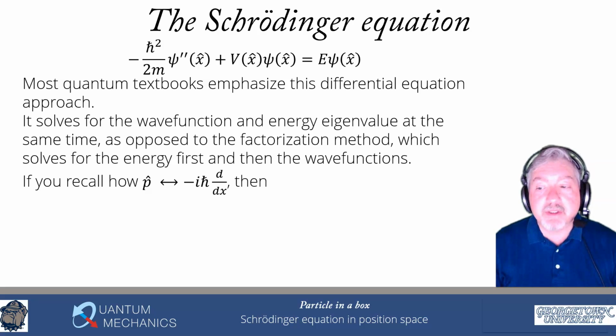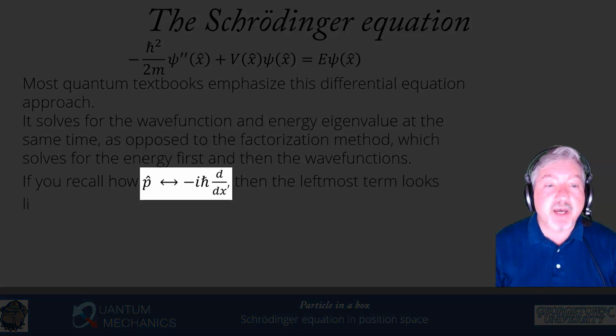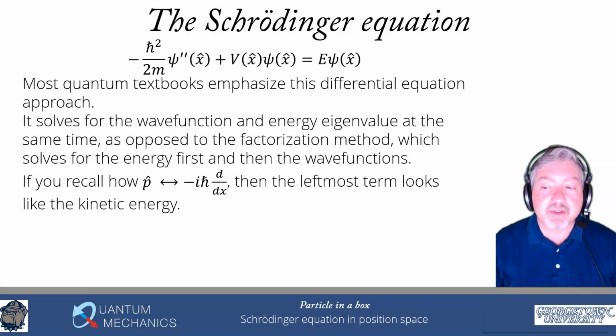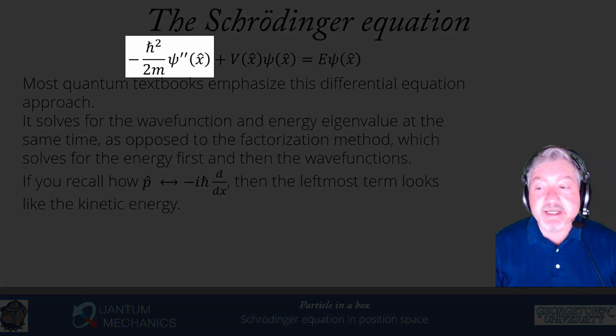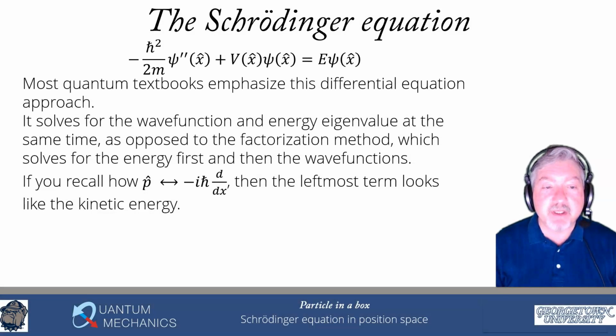Now, if you recall this isomorphism between the momentum operator and minus i h bar d by dx, the derivative with respect to the position coordinate, then that leftmost term looks like the kinetic energy. It looks like p squared over 2m acting on psi. That's because if I take the square of p, I'll get a minus i squared, which is minus 1, I'll get an h bar squared, and I'll get a second derivative with respect to x. So that's exactly what that first term is.